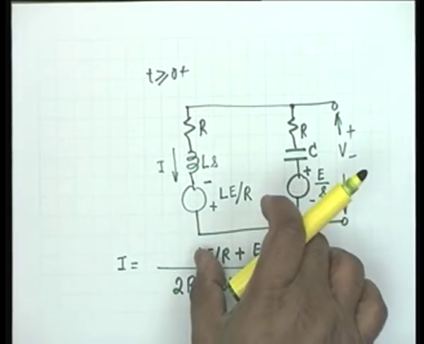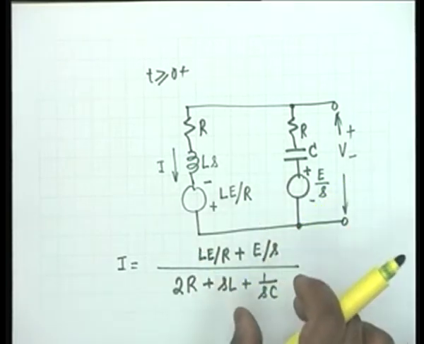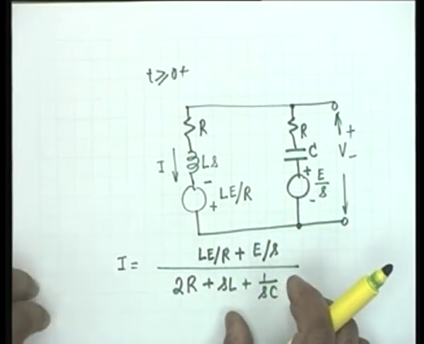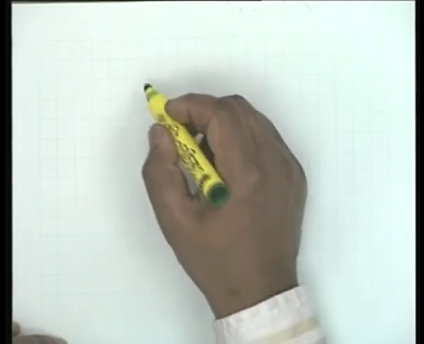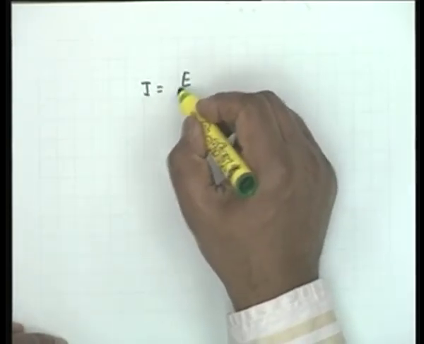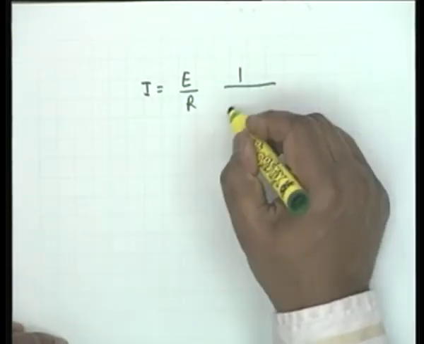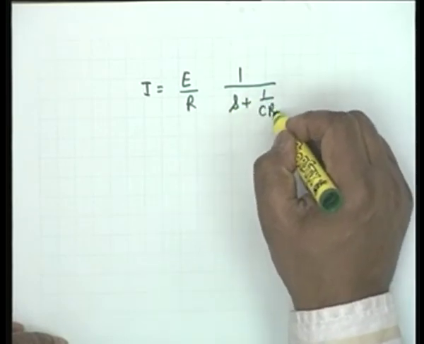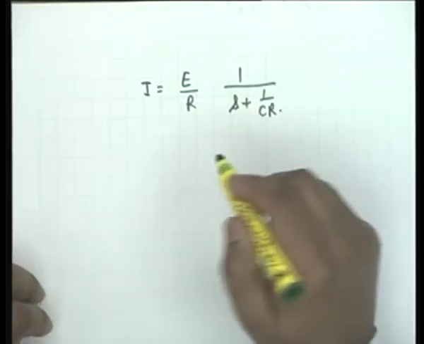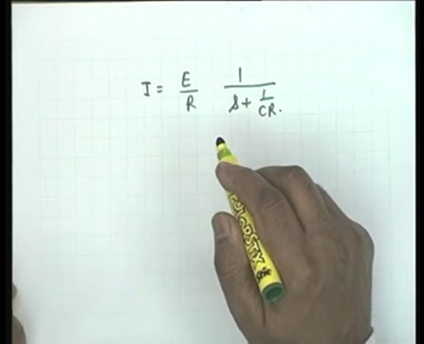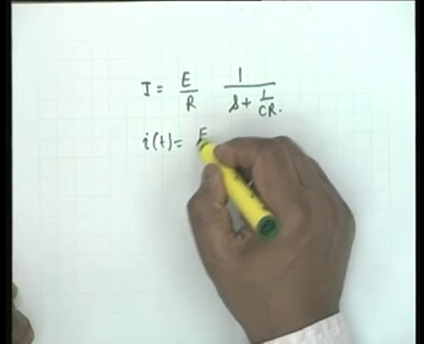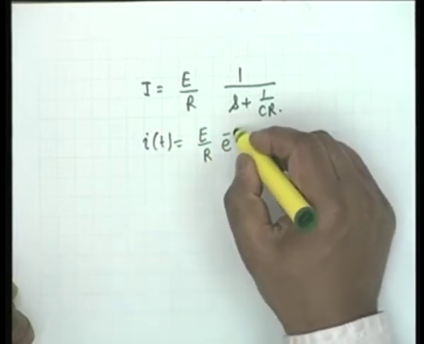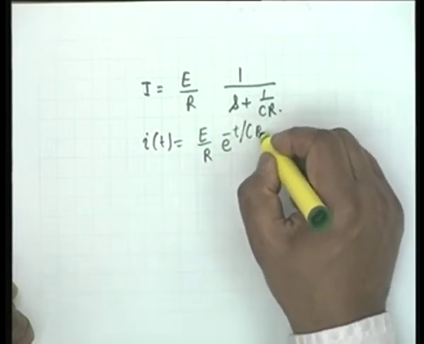The first order factor of the numerator cancels with one of the factors in the denominator, and simplification with L equal to CR squared, this algebra you can do, simply reveals that I is equal to E by R times 1 over S plus 1 by CR. I write it in this form to be able to transform this back into the time domain easily, and therefore I of t is equal to E by R e to the minus t by RC u(t).